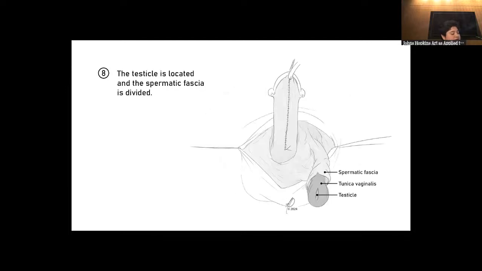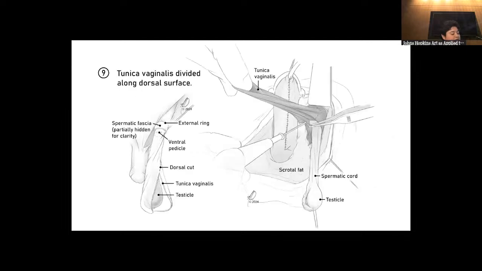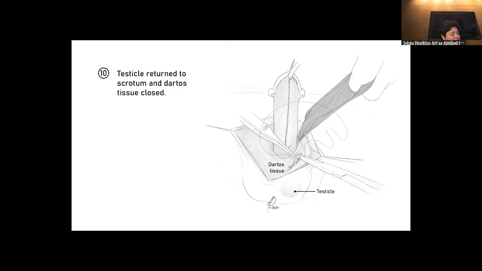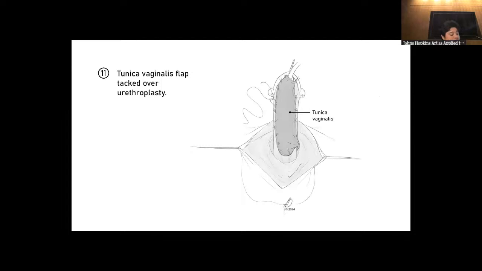To reduce the risk of fistulas and to support healing, the tunica vaginalis will be relocated over the urethroplasty site. To do this, first the testicle is located and the spermatic fascia is divided to access the tunica vaginalis. The tunica vaginalis is divided along the dorsal surface and mobilized to the external ring with a broad ventral pedicle left for perfusion. The testicle is then returned to the scrotum and fixed back into place using a single subepithelial suture, and the dartos tissue is closed with simple running sutures. The pedicled tunica vaginalis flap is tacked over the urethroplasty site using simple interrupted sutures along its border.